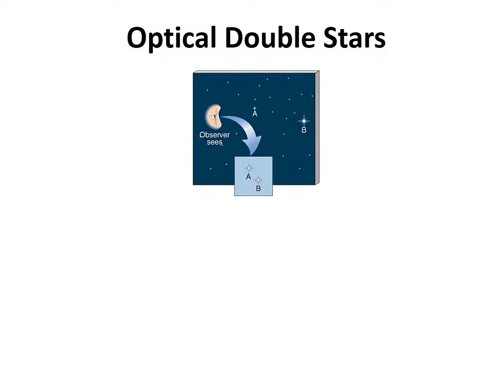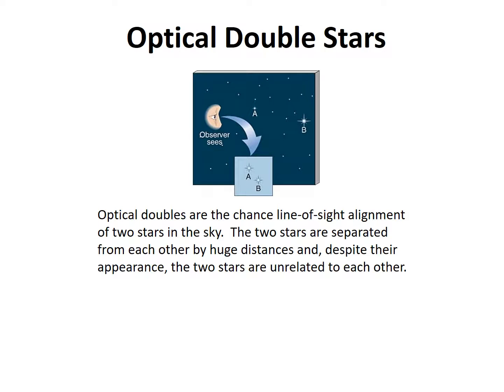There are several types of visual double stars. Optical doubles are the chance line-of-sight alignment of two stars in the sky. The two stars are separated from each other by huge distances, and despite their appearance, the two stars are unrelated to each other. Herschel thought that all stars had about the same intrinsic luminosity. They would be about the same brightness if they were at the same distance. Thus, he was expecting to see optical doubles with the nearby star appearing to be brighter and the more distant star appearing to be fainter. It might be noted that we now know that optical doubles, not surprisingly, are the most common type of double stars by a wide margin.